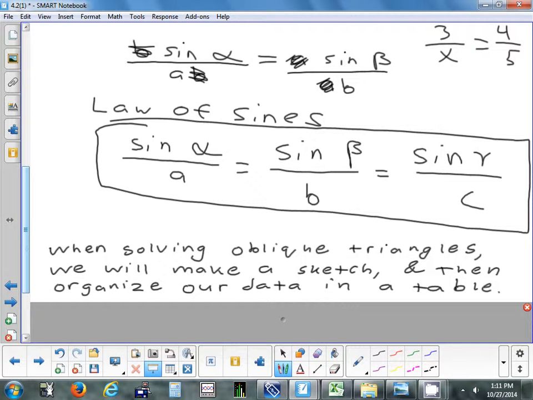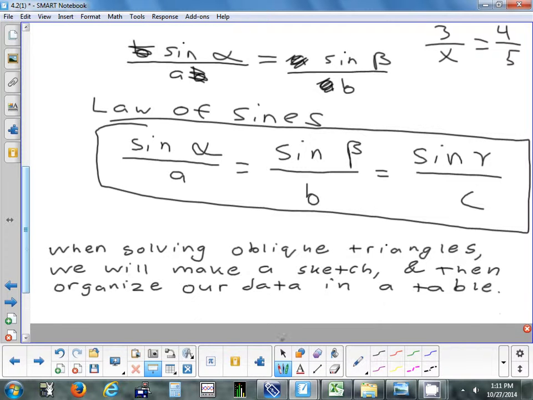This is a tip that we've already done before, but when you're solving a triangle, we'll make a sketch to visualize it, and then we'll organize all the data in a table.